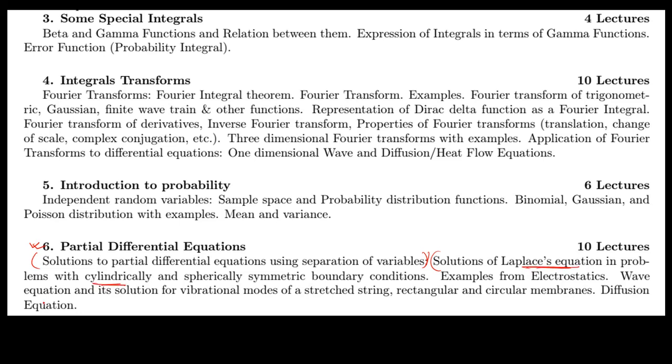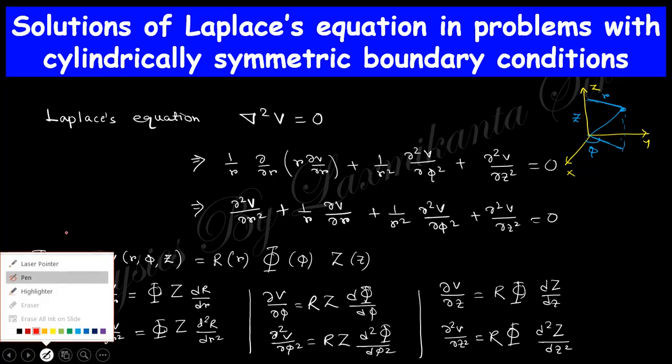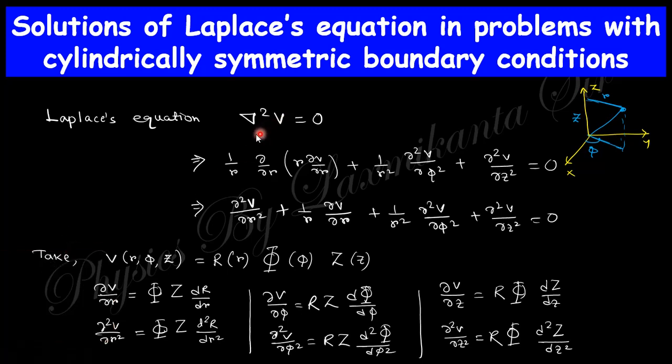So you all know that the Laplace equation is del square V equals 0. In the cylindrical coordinate system, this del square will be like that. If you take the derivatives with respect to this one, you will get these two terms here, and this is the same. Now use the separation of variables method. Just take V as a function of r, phi and z. This is capital Phi, this is small phi, this is capital Z, this is small z.